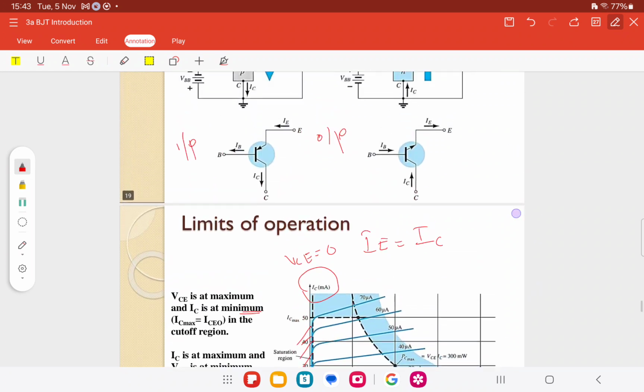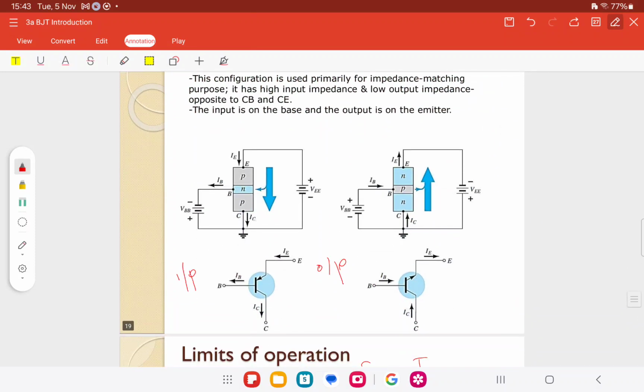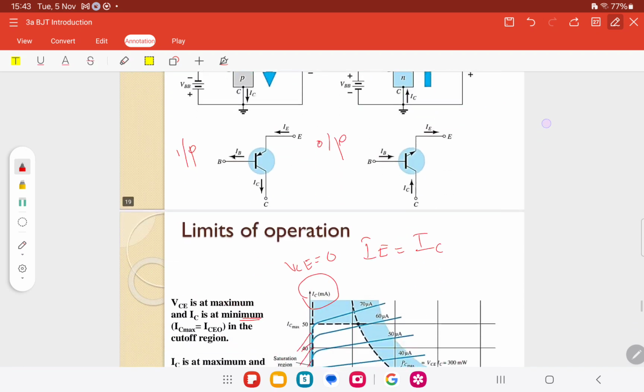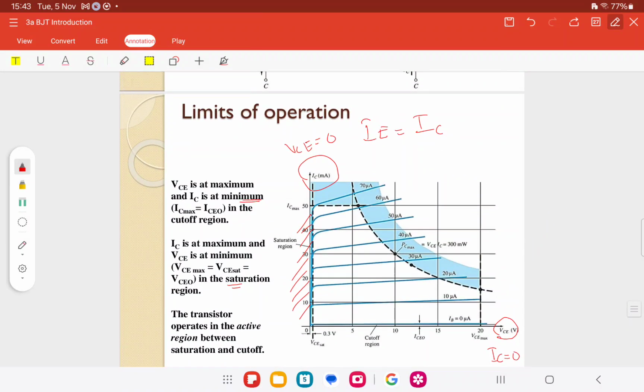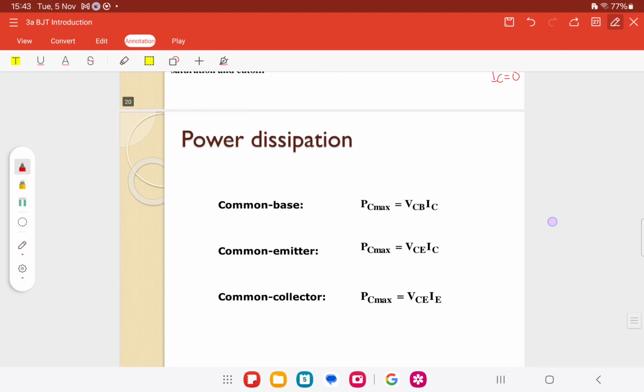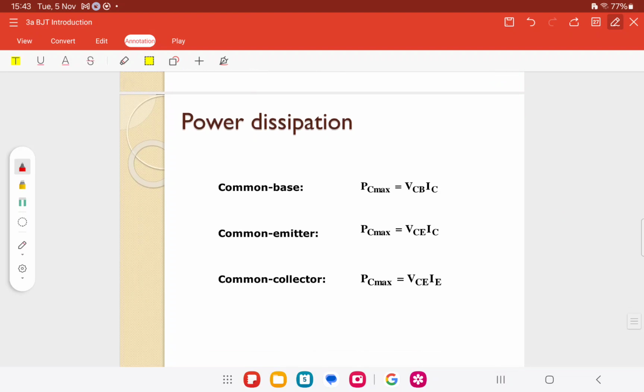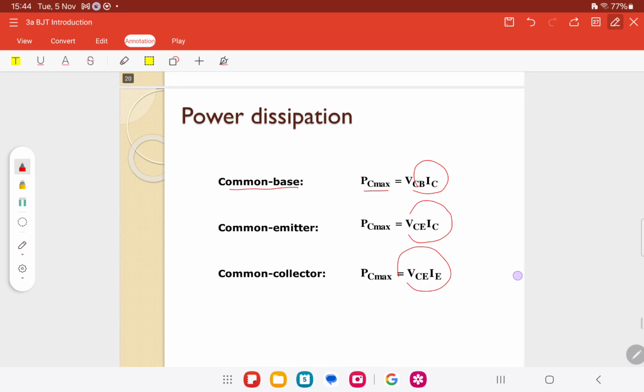Okay. For this one, common collector. Common collector dia apa yang high? High AI. Unity AV. Okay, for common collector. Common emitter both are high. Okay. What else? This is power dissipation, tak ada apa sangat. At common base, PC is kita ambil the output dia lah. This one pun sama, ini pun sama, at the output.